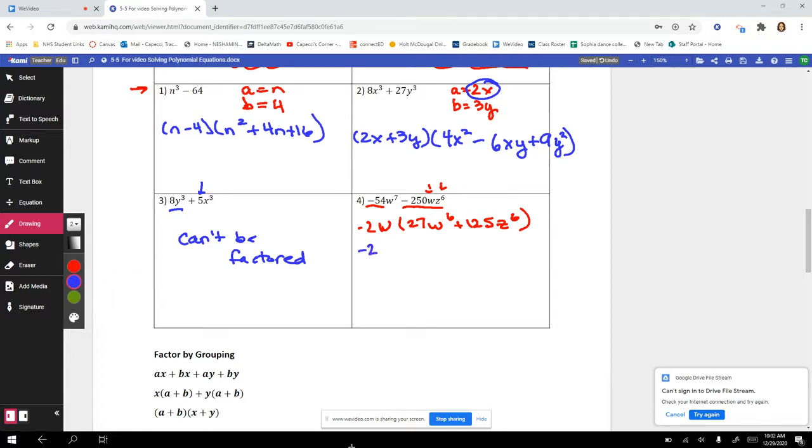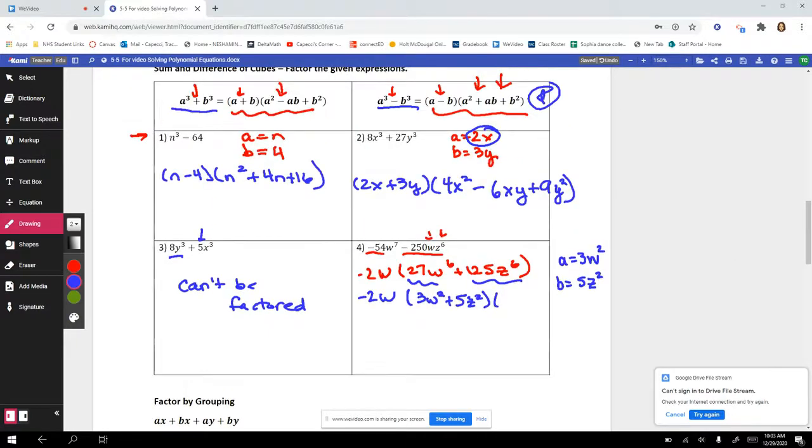So I have negative 2w. This is a perfect cube, and that is a perfect cube. So my a value here is 3w to the 2nd, and my b value is 5z to the 2nd. So I have to be careful. My first term is just going to be a plus b, right? So I have 3w to the 2nd plus 5z to the 2nd.